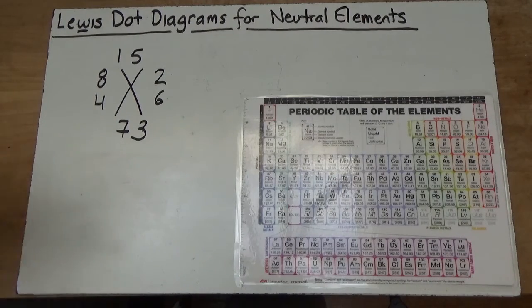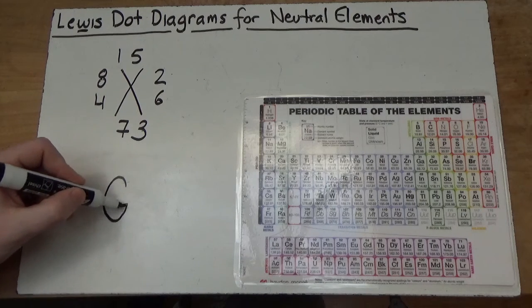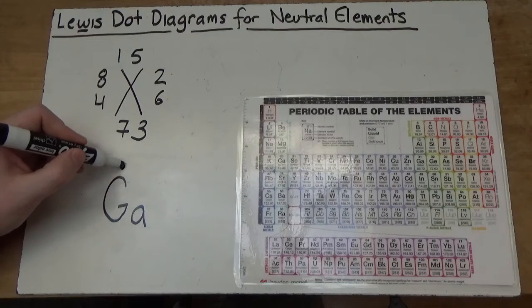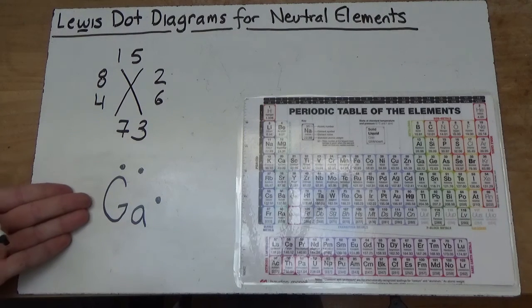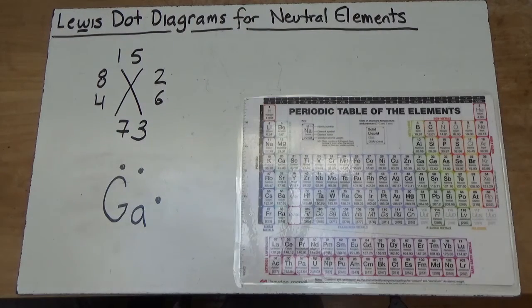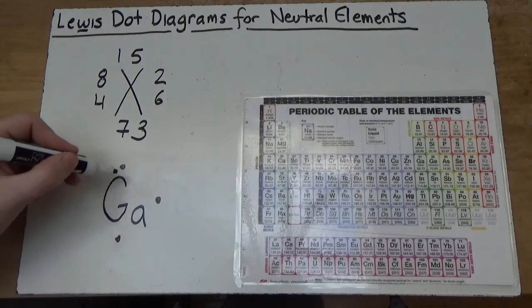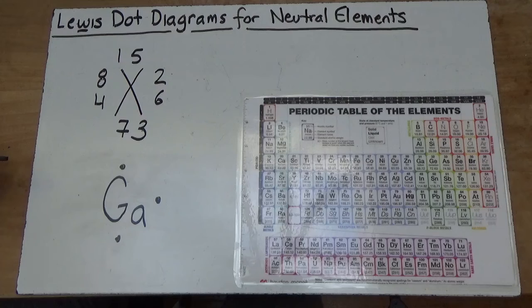Okay? Now, instead of telling you the element and then asking you to figure out what its electron configuration is, I'm going to give you a few and I want you to try to figure out what the mistake is. Here, gallium. It's in family 3A. It has 3 valence electrons. But if you saw this, what would the error be? That's correct. We need to move around in this pattern. Gallium should look like this.